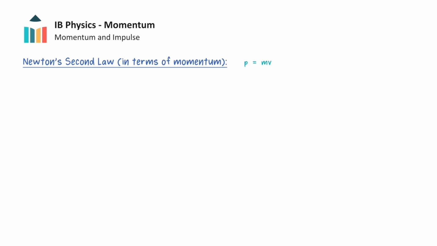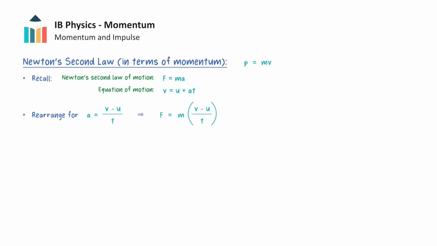Momentum can be used to state an important version of Newton's second law. Recall that Newton's second law of motion can be expressed as F equals ma, where F is the resultant force on an object of mass m and a is the object's acceleration. We can use the following kinematic equation and rearrange this to eliminate the acceleration from Newton's second law.